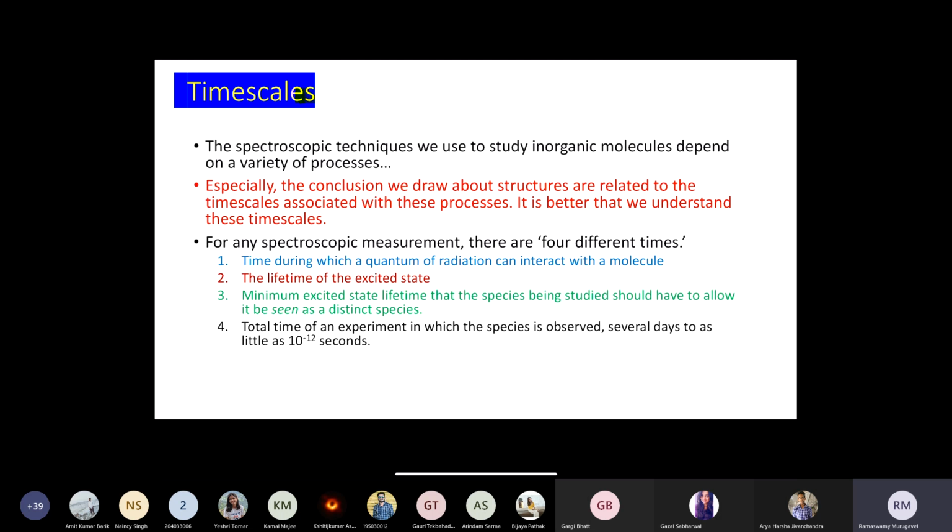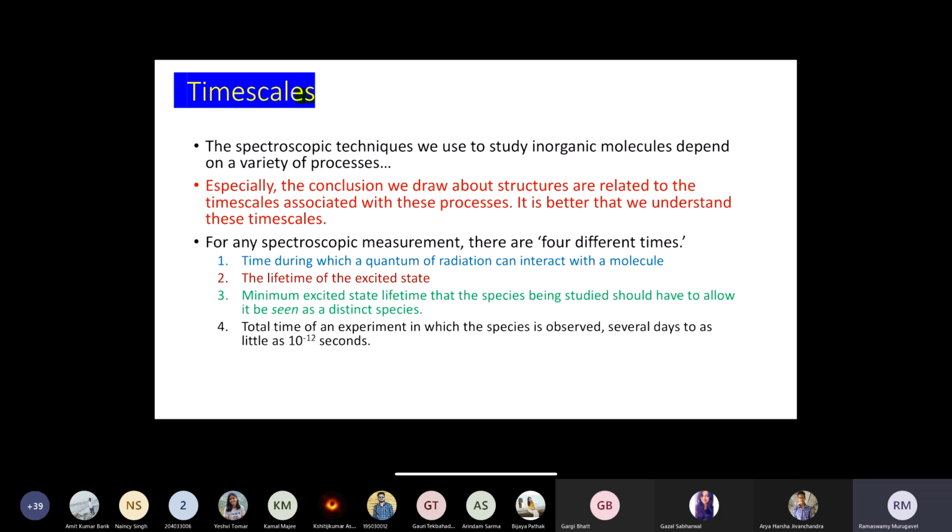The second point and third point are somewhat related, somewhat confusing with each other, but you need to recognize there's a subtle difference between the two. In the second point, you are concerned about the time of the excited state being alive, how long the excited state is intact before it decays back. The third point talks about the minimum lifetime that the species being studied must have for us to see it as a distinct species.